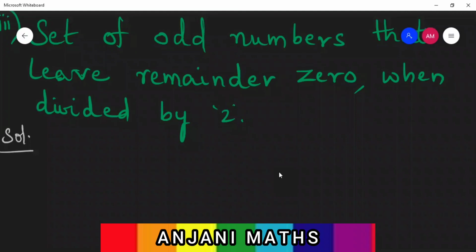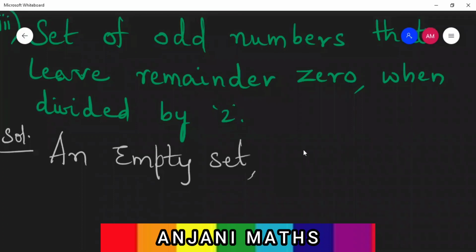Let us consider one odd number, 9. When 9 is divided by 2, what is the remainder? 1. What is the remainder when 15 is divided by 2? 1. What is the remainder when 2n plus 1 is divided by 2? 1. Isn't it? If we divide any odd number by 2, we get a remainder 1. Do we get a remainder 0 when an odd number is divided by 2? No. So what's the answer? An empty set. What's the reason?